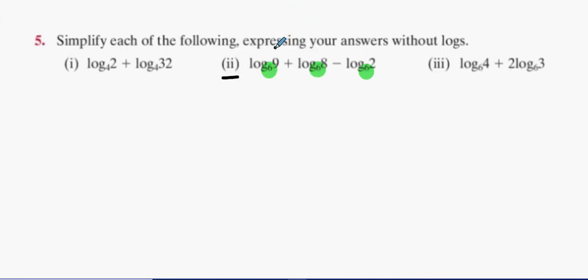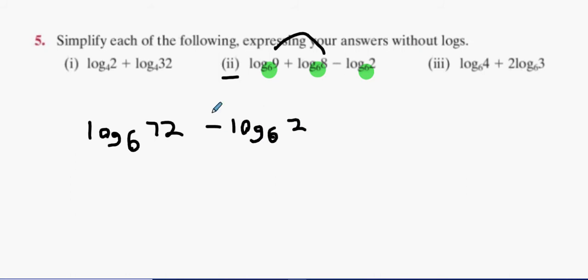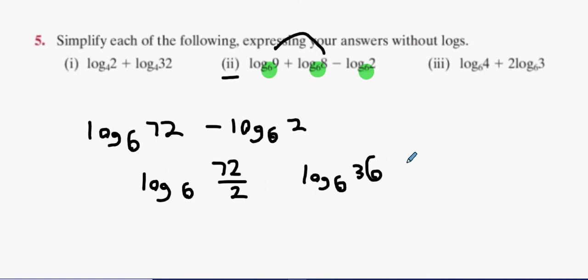What happens when you add log 9 and log 8 together? Just multiply them and get 72. And then what happens when you take away log 2 from log 72? You divide them. What happens when you divide? You get 36. How many 6s are required to make 36? No, sorry. How many times do you have to multiply 6 by itself to make 36? Twice. So the answer is 2. Check your calculator if you're not certain.